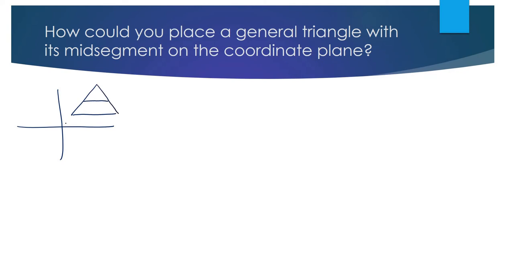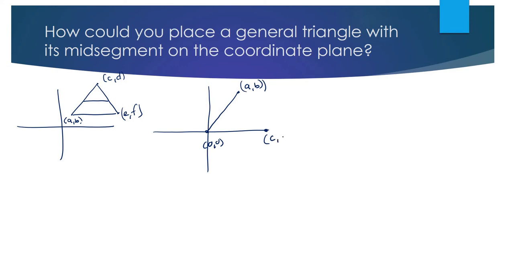If we did that, we'd have to label this point something like A, B. This point we'd have to label something like C, D. And this point would be E, F. Okay? Another way to do this would be to set it on the origin. This way, I can just call this point 0, 0. I can call this point A, B. And this point would be C, 0. And then the midsegments here.